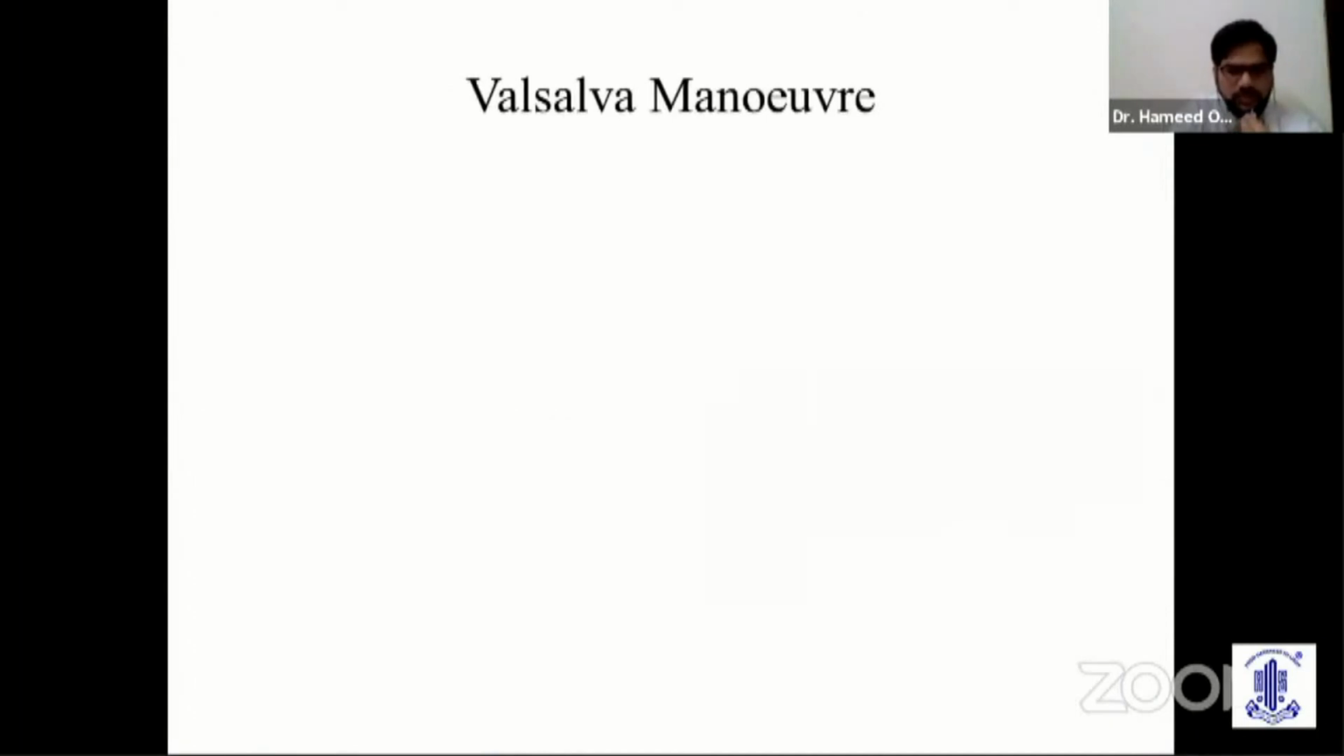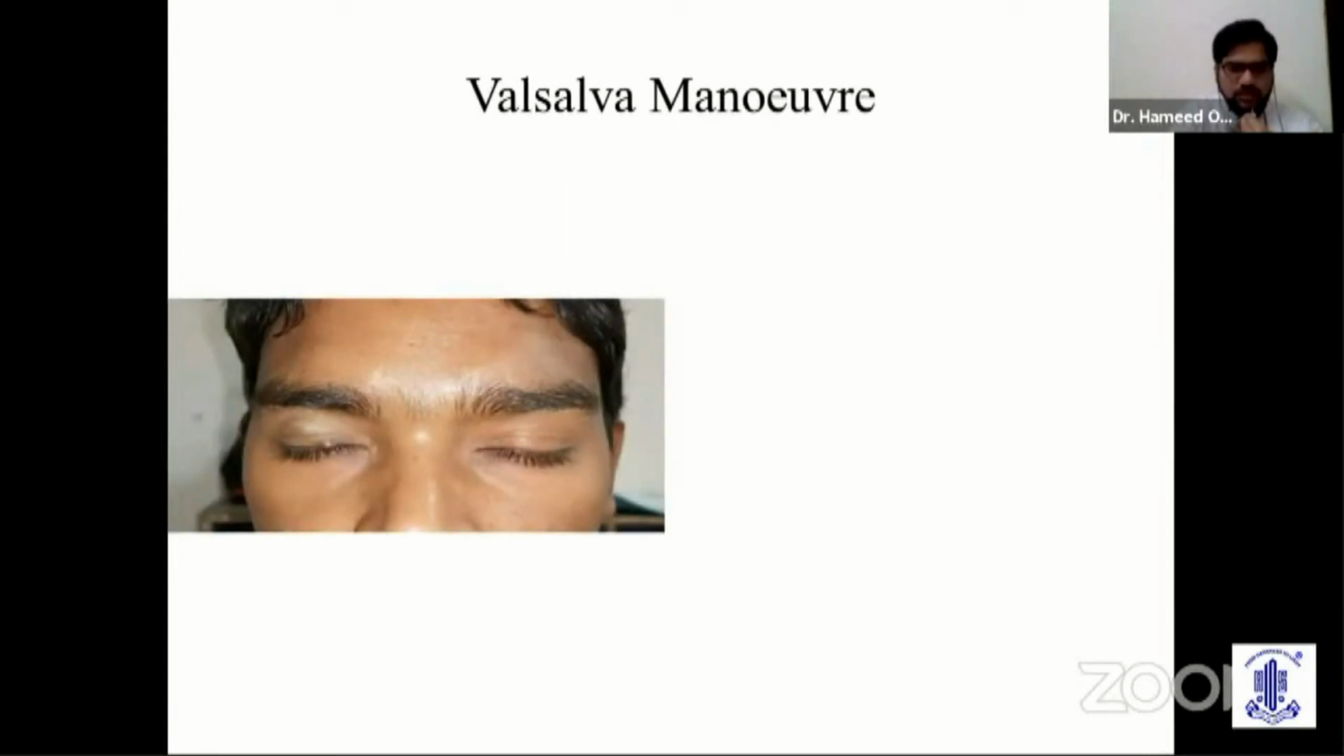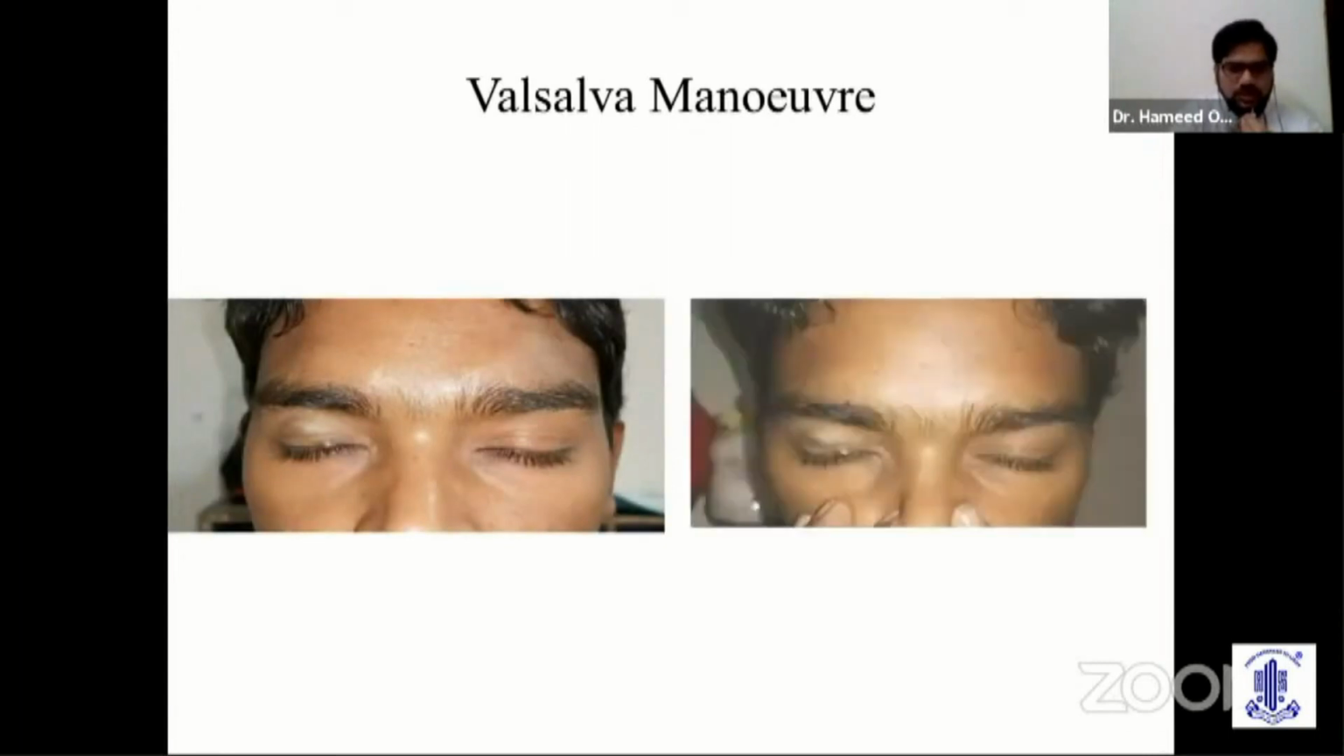Valsalva maneuver is important in case of especially high flow vascular malformation and orbital varix. You ask the patient to close the nose and the mouth, or you can ask the patient to bend forward and measure the size of the lesion, or you can measure the amount of proptosis before and after Valsalva maneuver to look for any change.